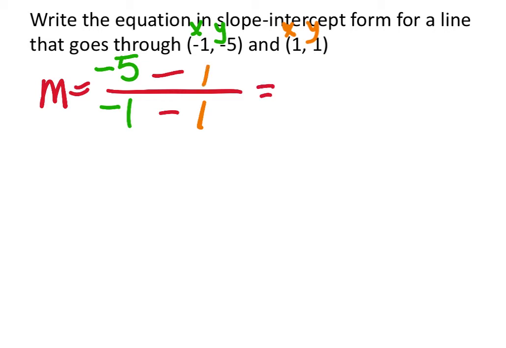Just type this into the calculator. Again, you can solve it by hand if you'd like. You're going to get the same answer either way. So it looks like it'd be positive 3 rather. So that's our slope. So I used slope-intercept form on the last one. I'll use point slope form this time.